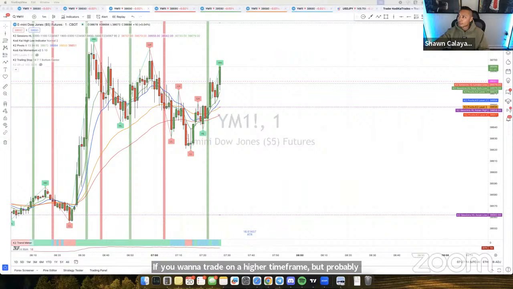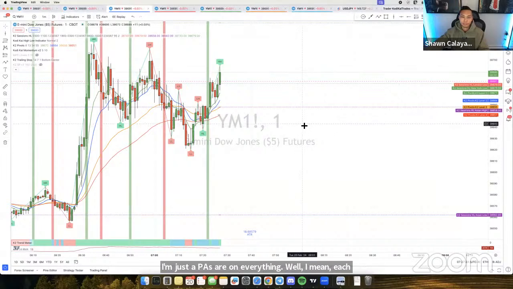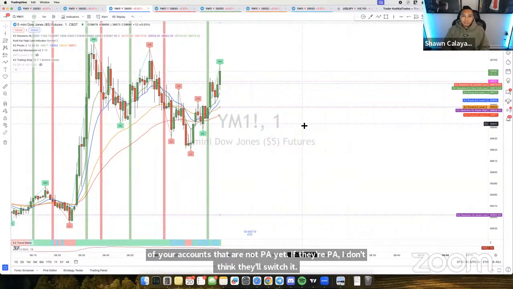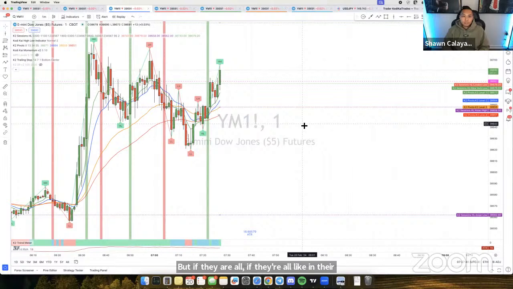LT Rev is asking, did you say that Apex will change our account from personal to LLC? Do they change it on just the PAs or on everything? Well, each account is separate, Rev. You'd have to change it for pretty much all of your accounts that are not PA yet. If they're PA, I don't think they'll switch it. But if they're all in their evaluation phase, then you can still switch them. You just got to email them and they'll make the changes. Email them with your information.